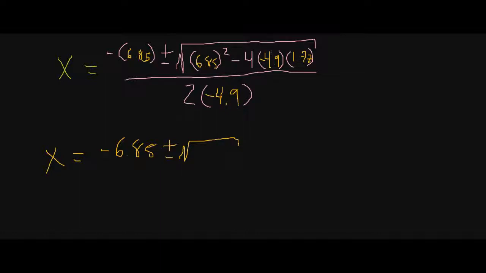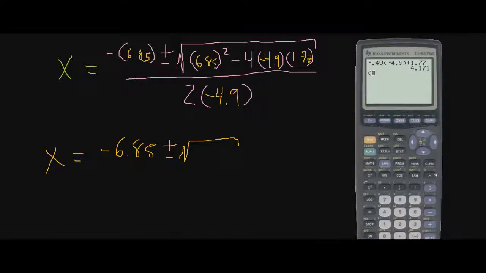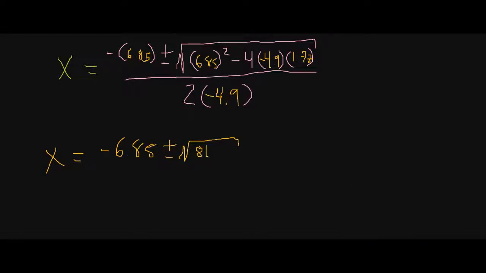I'll do this whole section in my calculator because I definitely can't do that in my brain. Parentheses, 6.85 squared minus 4 times a, which is negative 4.9, times 1.77. Close it. Oops, I forgot the 7. Great, we do that and we get 81.61. So I'll write 81.61. This is all divided by, and if you calculate this, it's going to be negative 9.8.